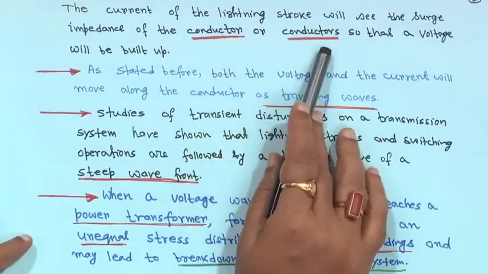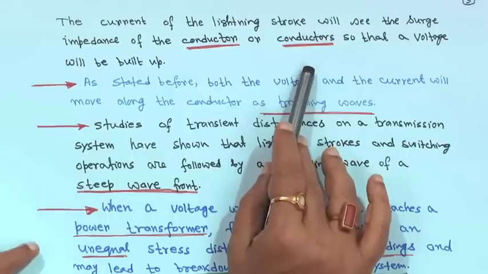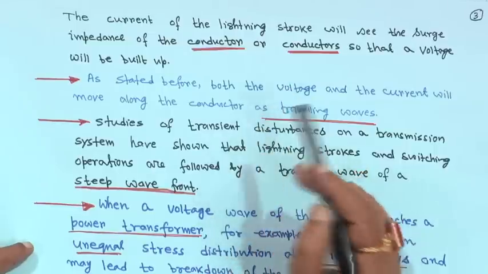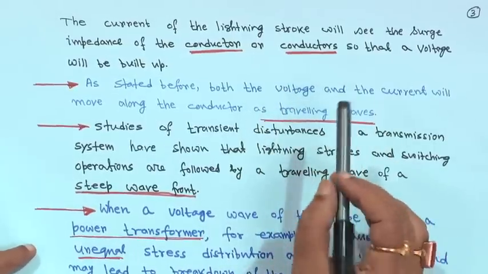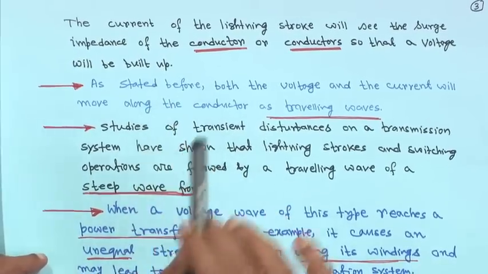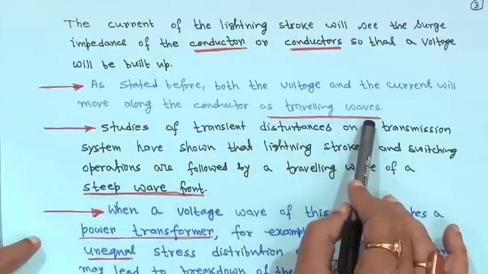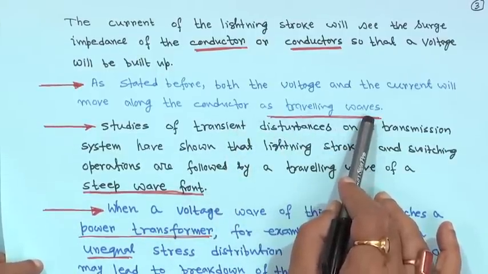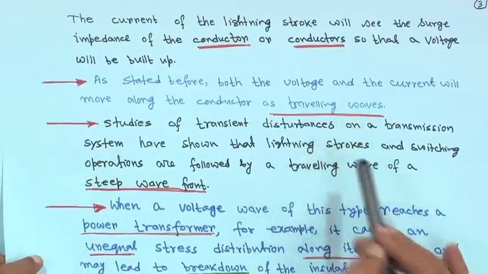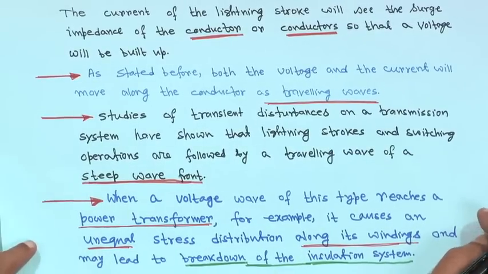Now, the current of the lightning stroke will see the surge impedance of the conductor or conductors. If you have more than one conductor in any phase, or three phases with a single conductor each, a voltage will be built up. As stated before, both the voltage and the current will move along the conductor as travelling waves. If such strokes happen, both the voltage and the current will move along the conductor as a travelling wave. Later we will see that it happens in microseconds.